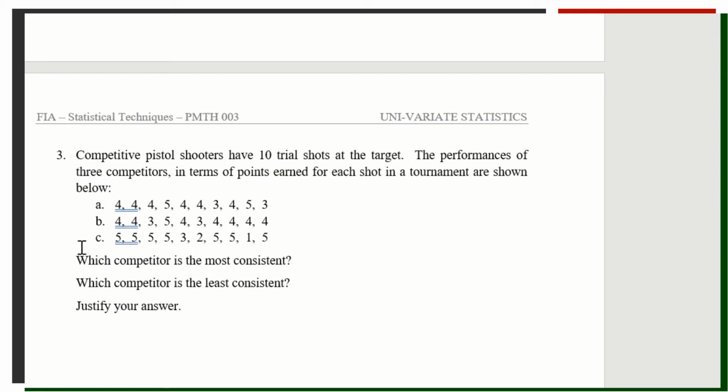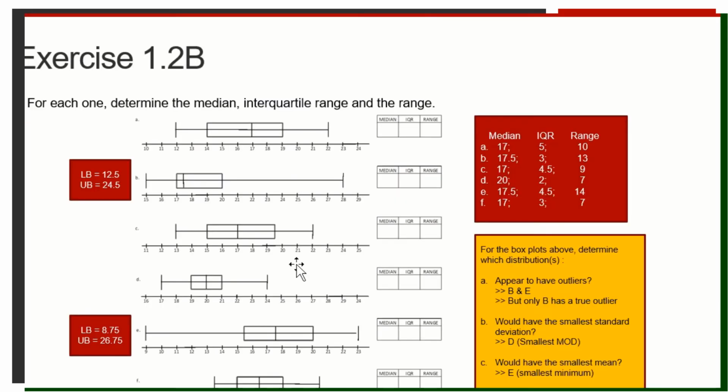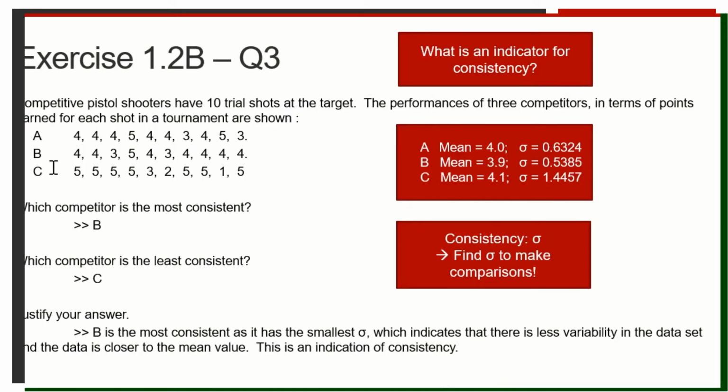Plug it in your calculators. Find the standard deviation for all 3. The smallest one will be the most consistent. Okay, so competitor B is the most consistent. You don't need to find mean here, no need. It's just there because it's from the calculators, but you don't need it. An indicator for consistency is always standard deviation.